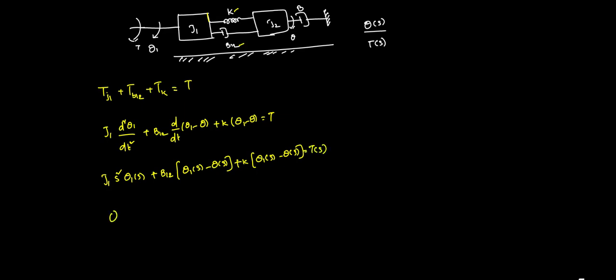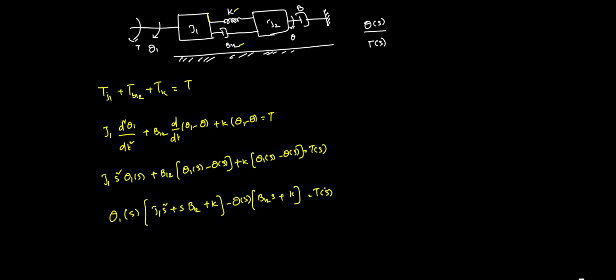From it, if you take theta 1 of s common, J1 s square plus s into B12 plus K, minus theta of s, if you take common, B12 into s plus K, is equal to T of s.